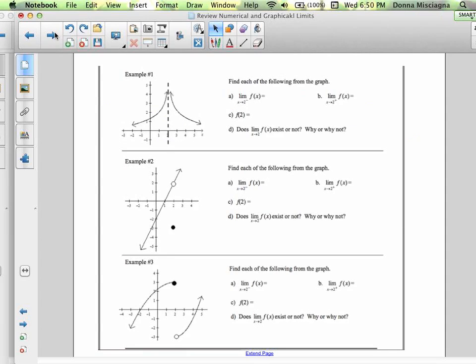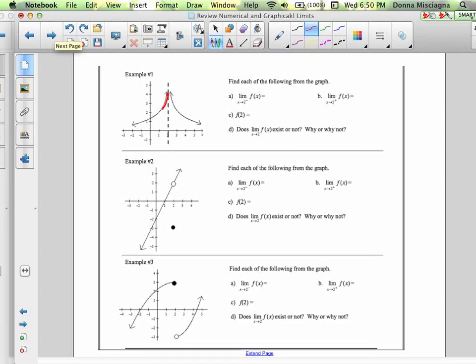Let's take a look at these ones. All right, so these are in your notes. Let's identify whether or not these limits exist, and we'll find some values of the function. All right, so let's look at A: the limit of f of x as x approaches 2 from the left-hand side. All right, so in this direction here.